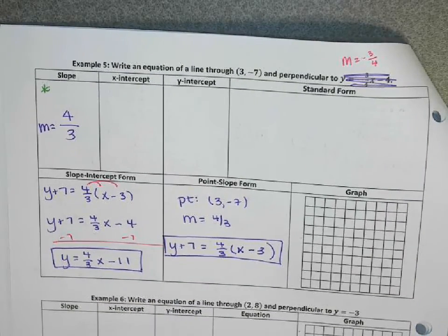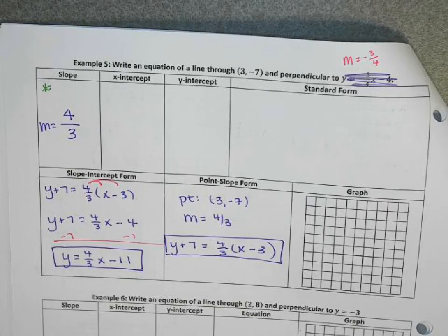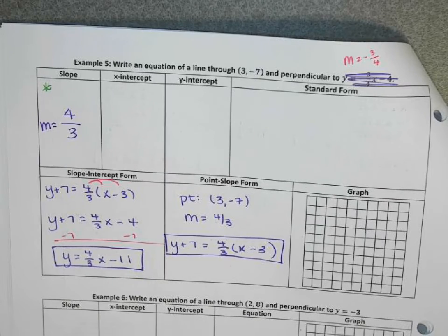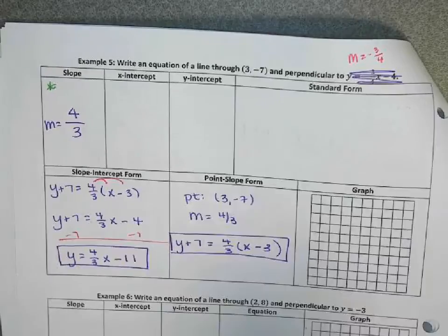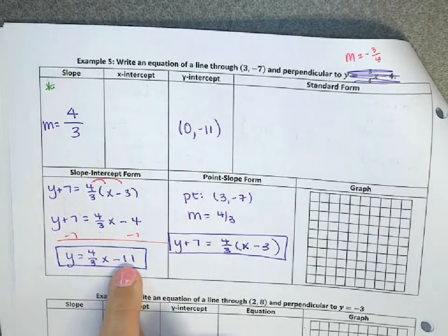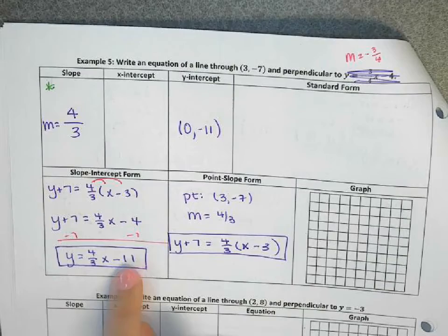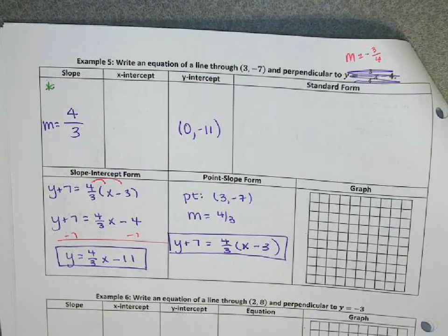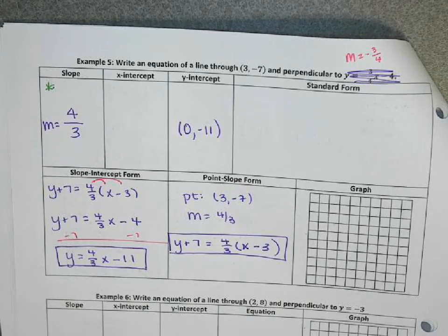What should we find next? Actually, we have something based on that. What do we have? Y-intercept. What's our y-intercept going to be? (0, -11). The y-intercept is the b value of your slope-intercept form, so you already have the y-intercept there. All right, let's go to standard form next. Does that sound okay?